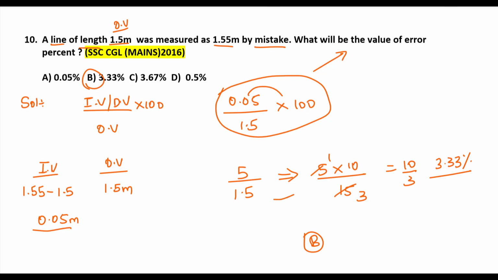How did I get this step? 1.5 can be written as 15 by 10. By taking the reciprocal, you'll get this step. So, this is how we solve the sum.